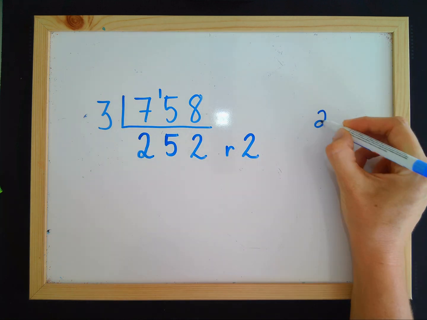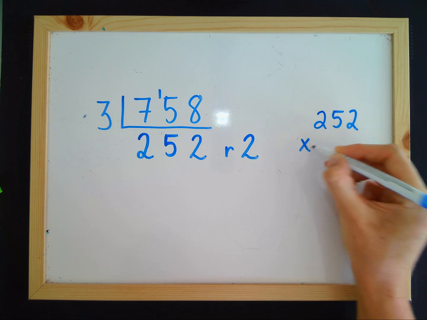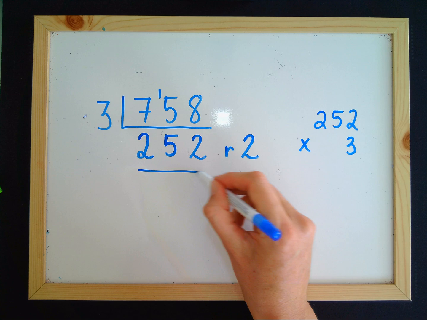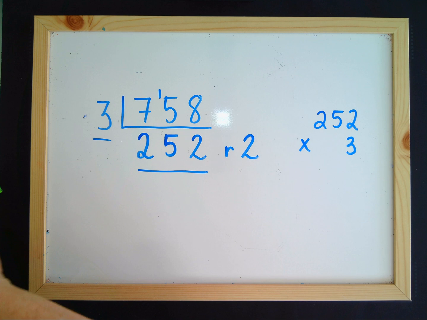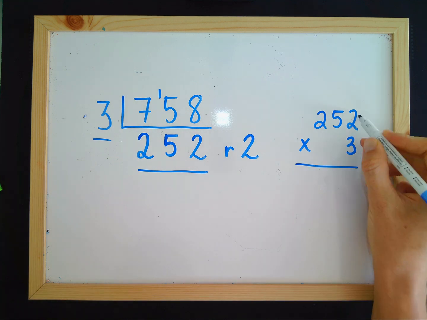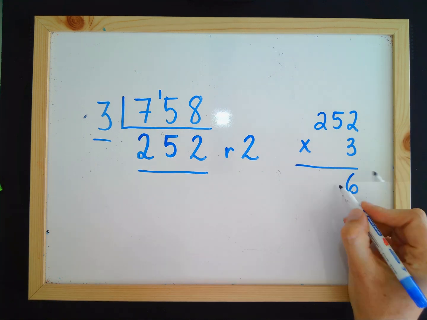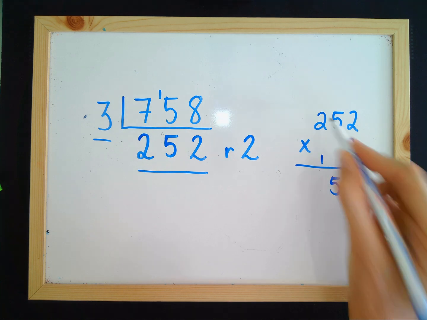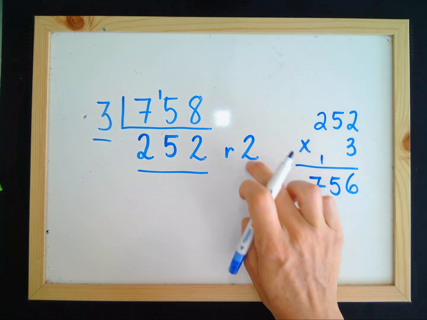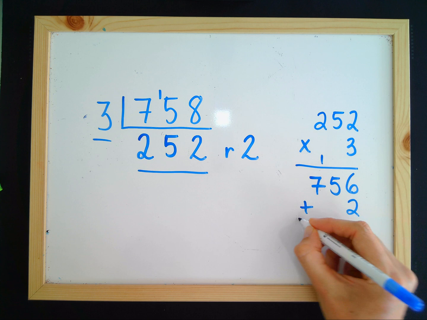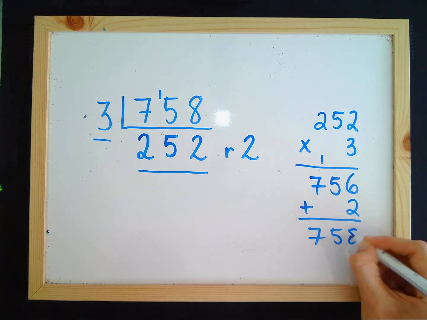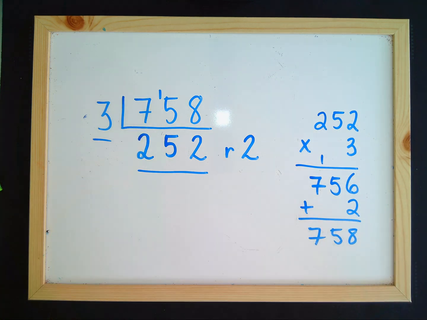Okay, I'll say 252 multiplied by 3. So I'm multiplying this number here by this number here. Okay, 3 2's are 6. 3 5's are 15. 3 2's are 6 plus 1 is 7. And then I add on my remainder. And yes, I've gotten the same answer. Okay, so I know my answer is correct.